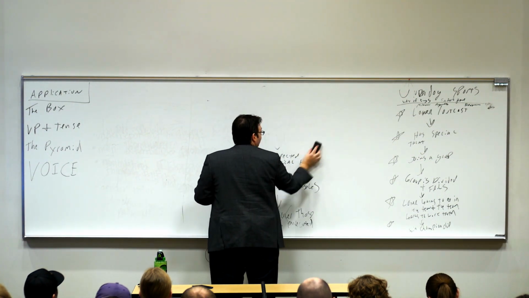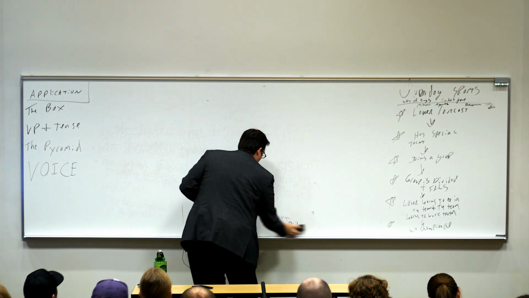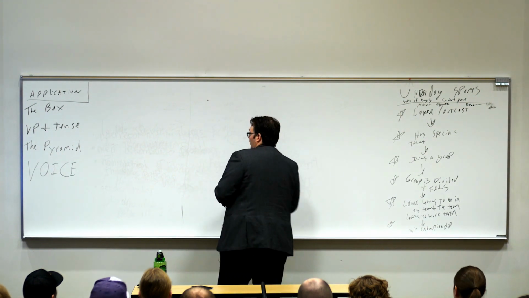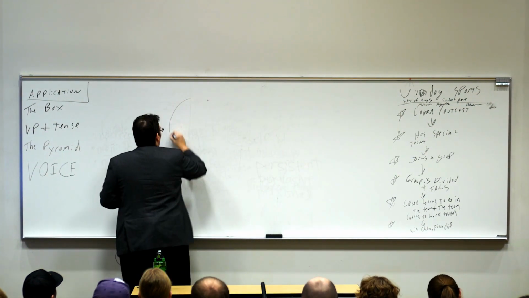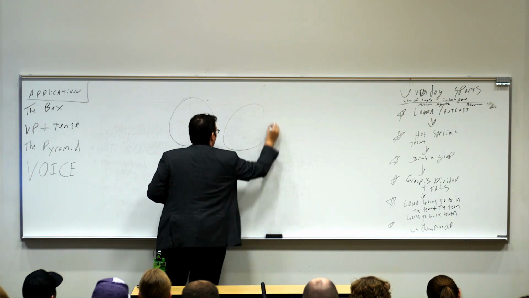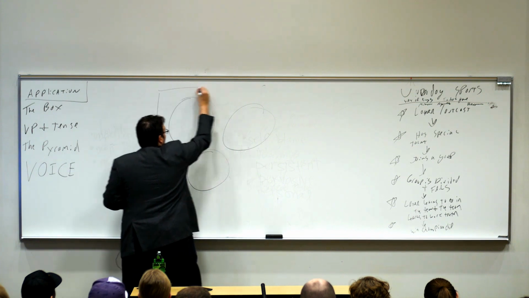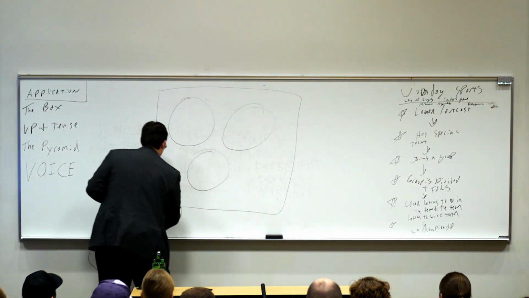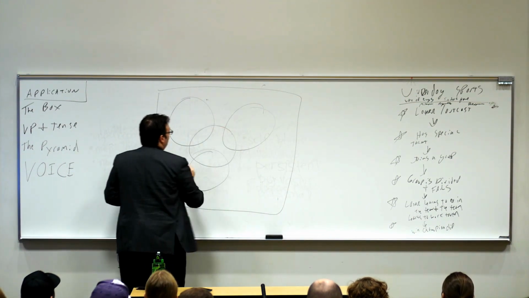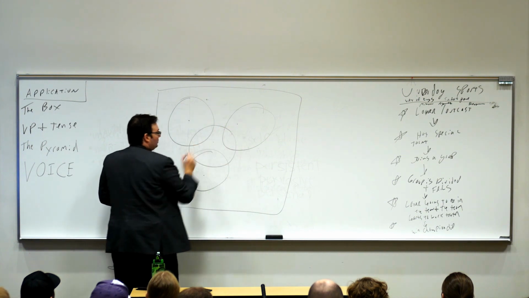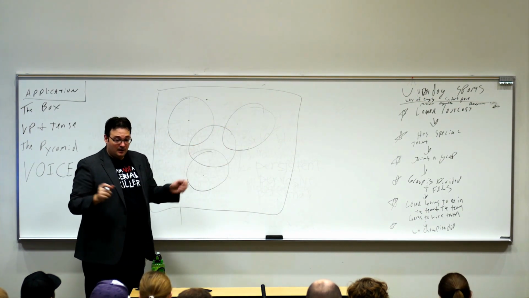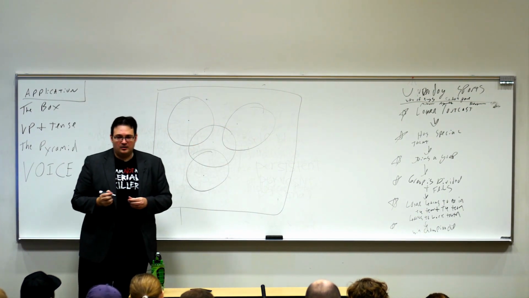So, let's talk about the box. I'm actually going to draw it well this time, because last week it was really embarrassing, but I can't draw three circles in a square. All right. So, your story is plot, setting, character tied together by conflict. The box is how you see this.